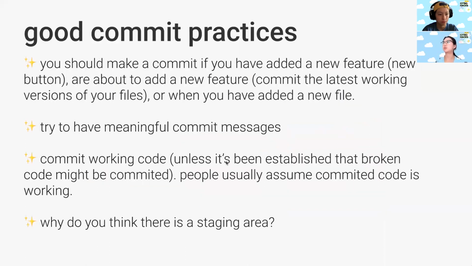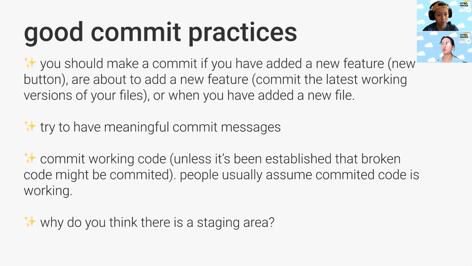So what are some good commit practices? You should make a commit whenever you've added a new feature or are about to add a new feature. So when your code is in a good working state, you might say in your commit message, version of code that is working, and then you might start adding new code that you're not sure works. Or when you've added a new file, you can just say added a new file for new page. Like if you're adding, let's say, a website, you want to add an about page, you say add a new file for about page. And you always want to try to have meaningful commit messages.